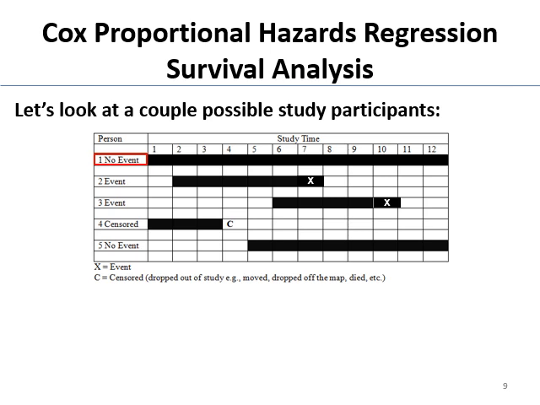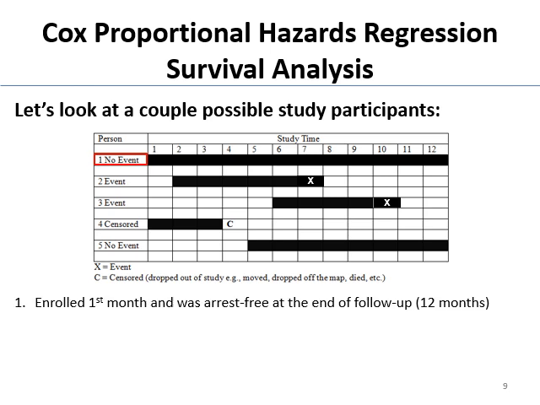So this first person had no event. They were enrolled the very first month, and they were followed for 12 months of time, and they were arrest-free. They never got rearrested for a violent crime. That is 12 total months of follow-up. All right, this next person did have an event. They were enrolled the second month. That's where the dark line starts for them. And we followed them all the way out to here. And this month, month 7, they had the event again. So enrolled the second month, rearrested 6 months later. So they have 1 numerator event in 6 months of time.